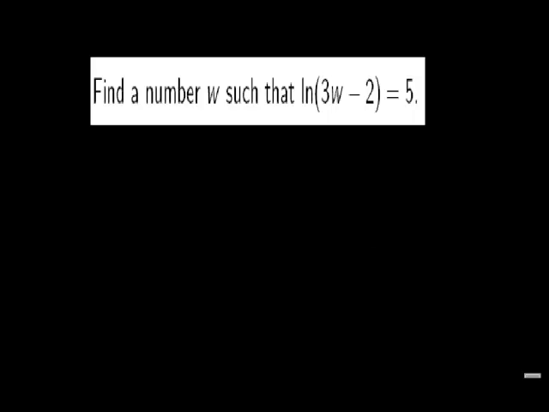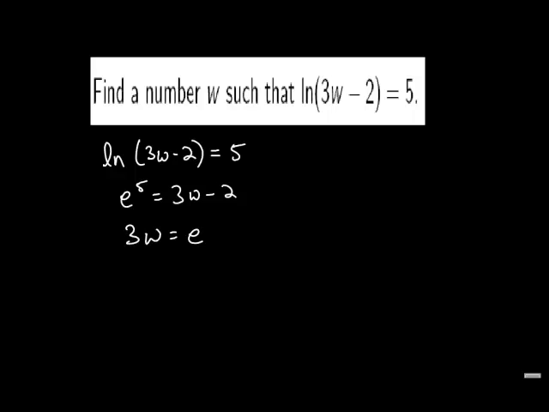Okay, here we go. Example 1. Find a number w such that the ln of 3w minus 2 equals 5. So we have ln of 3w minus 2 equals 5. Here we're set up just to use the definition of logarithms. That ln means we have a log base e, so we have e raised to the 5th equals 3w minus 2, and this is going to give that 3w equals e to the 5th plus 2, and w equals e to the 5th plus 2 over 3.